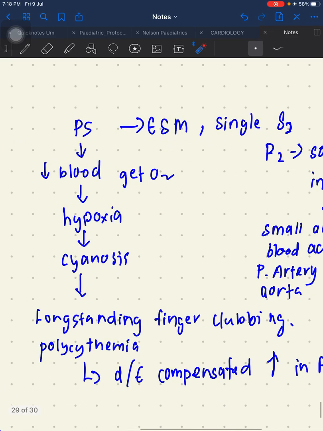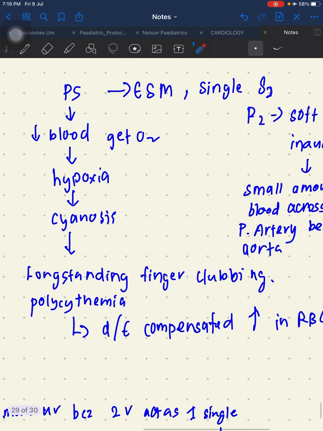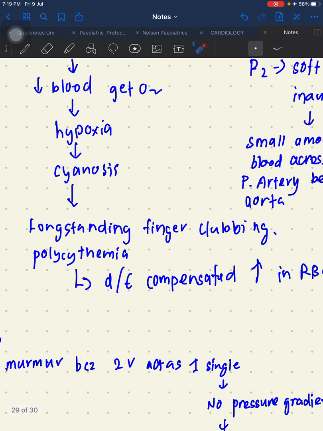Okay, now let's look at one of the features, which is pulmonary stenosis. In pulmonary stenosis, the valve becomes narrowed. Thus, less blood is transported to the lung, so less blood gets oxygen. When there is a low oxygen level, we become hypoxic, and when we become hypoxic, we tend to become cyanosed. This long-standing cyanosis can lead to finger clubbing and also polycythemia.